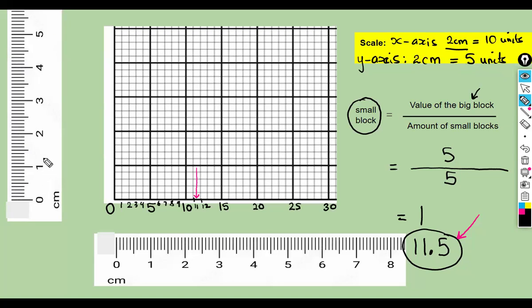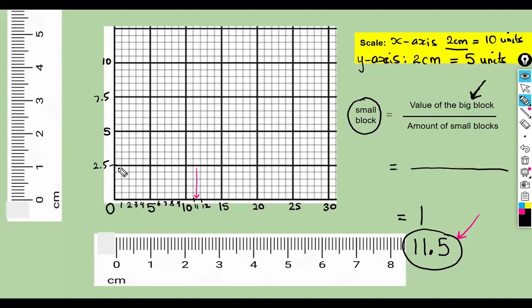So every 2 centimeters is what? 5. So here's 5, another 2 centimeters is 10, right? How much is every small block worth? Now, we know in between is going to be half, right? Like over here is going to be 2.5, over here is going to be 7.5, right? But even so, once you reason that out, how much is every small block worth on the y-axis?